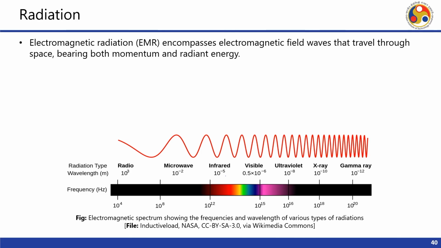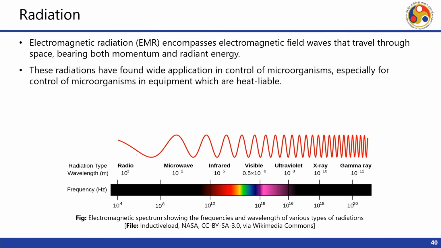Another physical agent that is used for controlling microbial growth is radiation. Electromagnetic radiation encompasses electromagnetic field waves that travel through space, bearing both momentum and radiant energy, and you can see here the electromagnetic spectrum showing the frequencies and wavelengths of various types of radiations. So, you have radio frequency at one end which are very large, and then you have gamma rays which are very short, and penetration of these are also very deep.